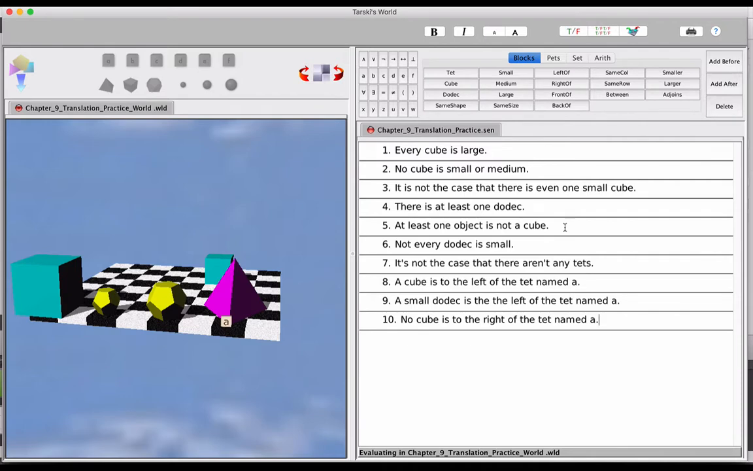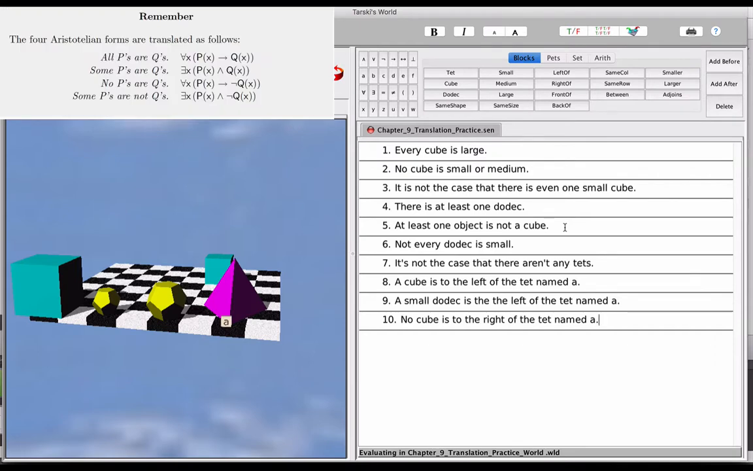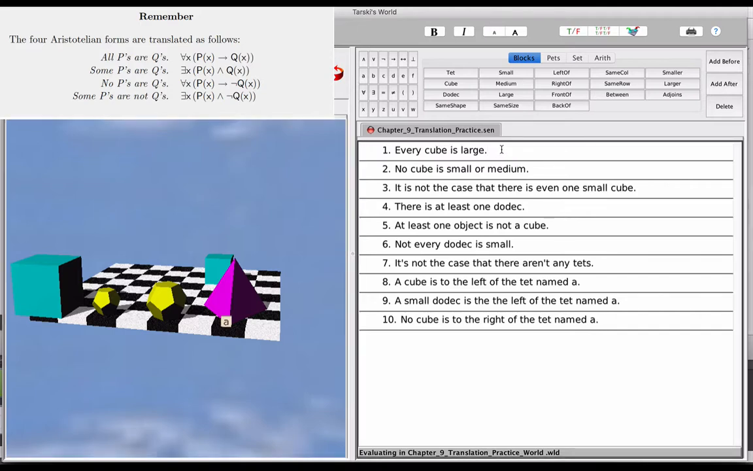And then on your right hand side in the right pane, you've got a series of sentences. So what we want to do is practice translating, and we're going to use the world to help us understand what it is that the sentence says so that we get an accurate translation. Now, don't forget the 4 Aristotelian forms that serve as the translation foundation. That is, each of the forms is the translation foundation for universal affirmative, universal negative, particular affirmative, and particular negative sentences.